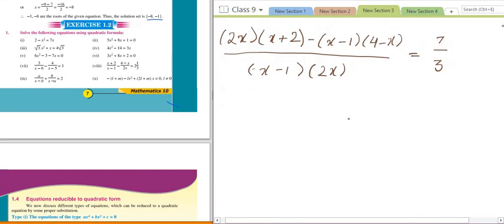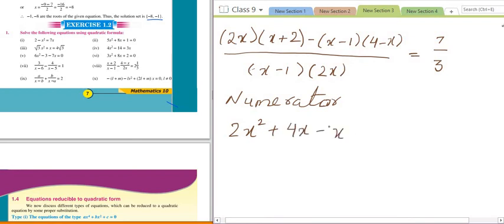I am going to solve numerator and denominator separately. First, numerator is 2x square plus 4x minus 4x, just write minus here, minus 4x minus x square minus 4 plus x.